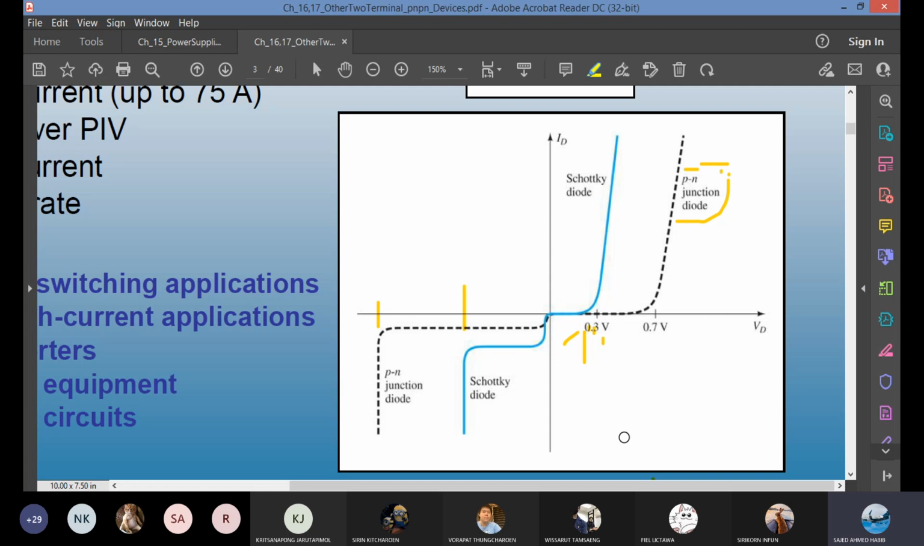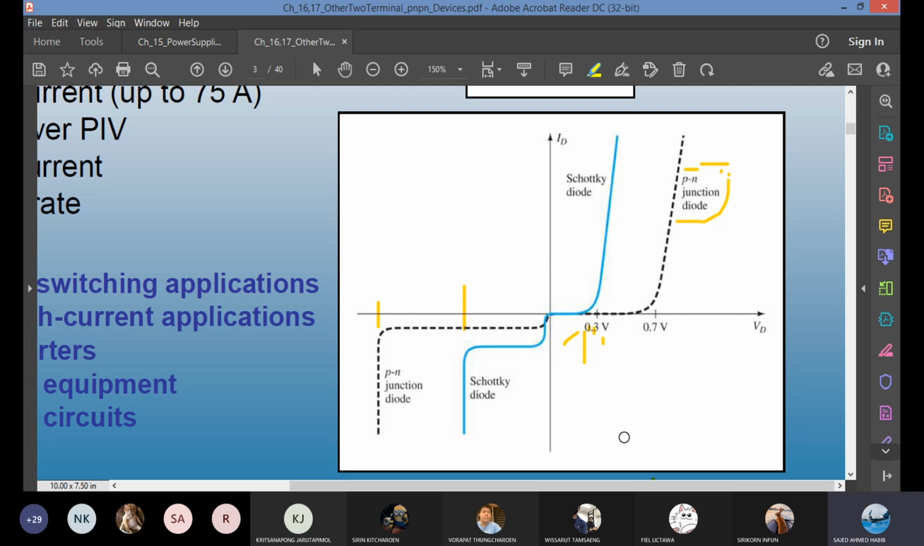What happens to the depletion region when your PN junction is forward biased? Only a little bit, right? If you do not bias it, it is moderate. If you reverse bias the PN junction diode, what happens to the depletion region? It becomes wider. But this doesn't happen with the Schottky diode.